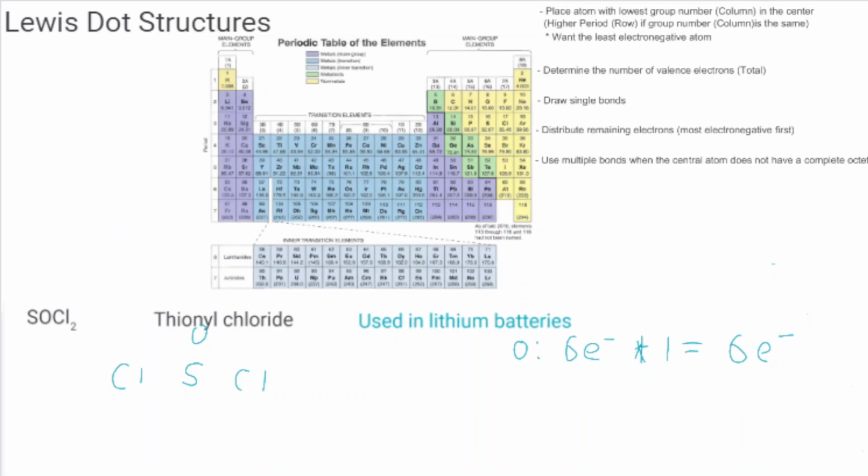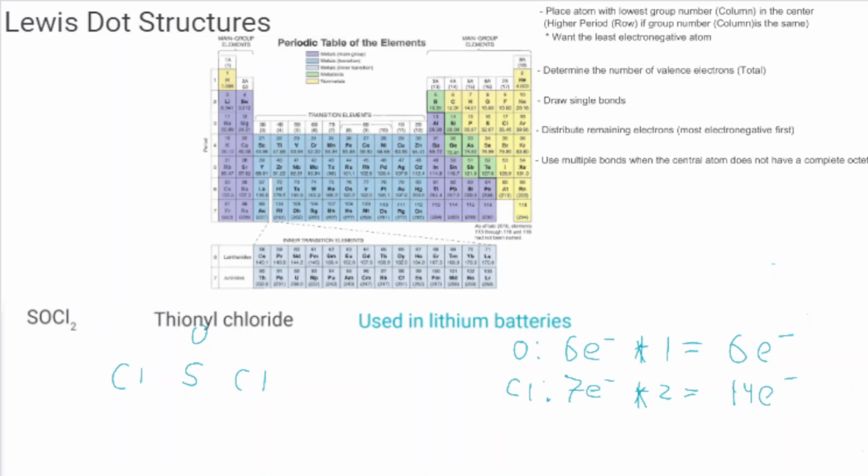Then we have chlorine. And for chlorine, we go 1, 2, 3, 4, 5, 6, 7 valence electrons. And in this case, we have 2 chlorines. So we're going to multiply that by 2, giving us 14 electrons, or 14 valence electrons for our chlorine species.